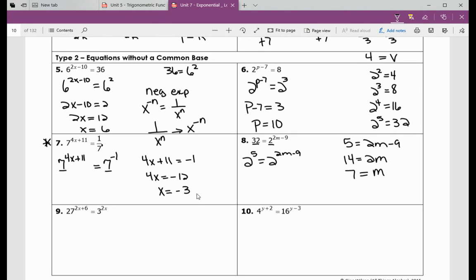So that's a tricky one, simply because you have to move that number out of the denominator up to the numerator. So I would just make it a negative exponent.